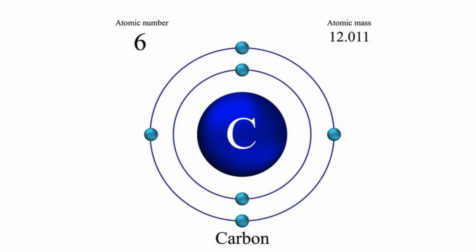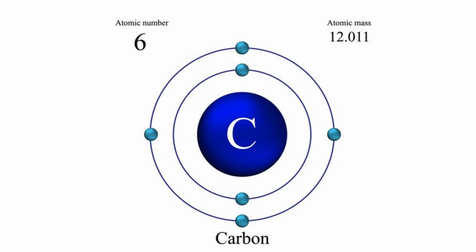The element carbon has atomic number 6 and its atomic mass is 12. So the atomic number tells us how many electrons the atom has. Now, how many electrons does carbon have? It has 6 electrons. Now arrange these electrons in shells.